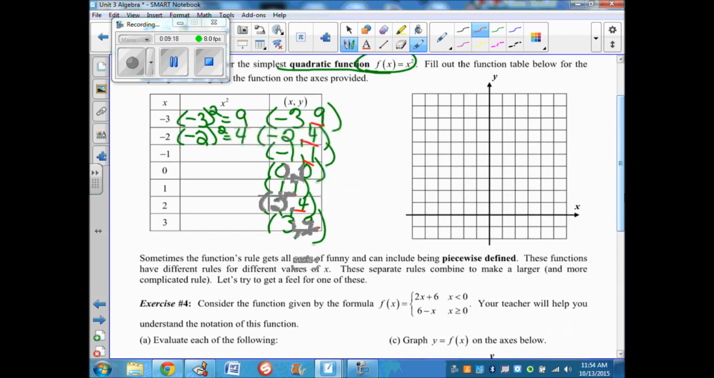All right, so let's graph that. So -3, 1, 2, 3, 4, 5, 6, 7, 8, 9. -2, 4. 0, 0. And then you're going to start to see some nice symmetry there. I'm going to extend this one and put arrows on it.